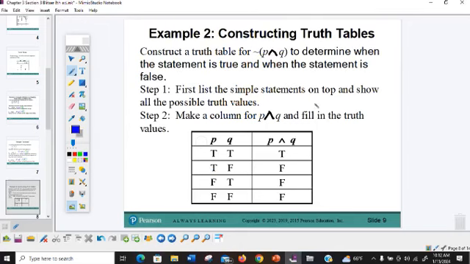So now let's construct a truth table for not P and Q. Okay, so first thing you need to do is look at what letters you need. You need a P, you need a Q. So you're going to put those down. Anything in a parenthesis needs its own column. Okay, so this is going to need its own column, P and Q.